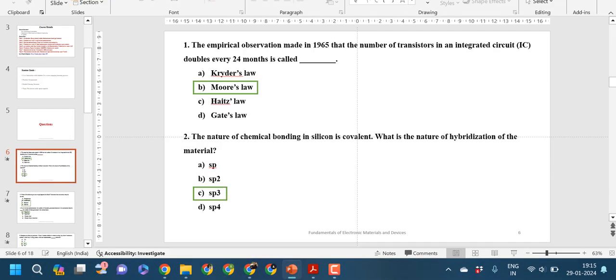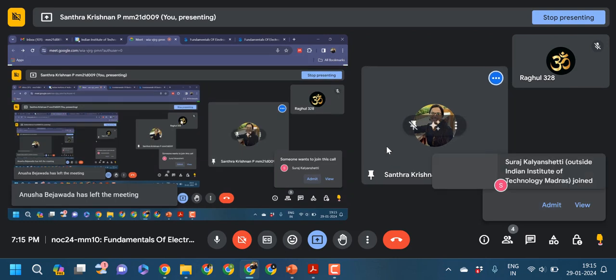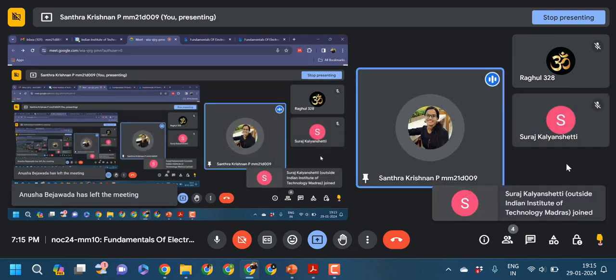Somebody else joined, I think recently. Yeah, some new person has joined, Suraj Kalyan Shetty. Is the question clear to you?